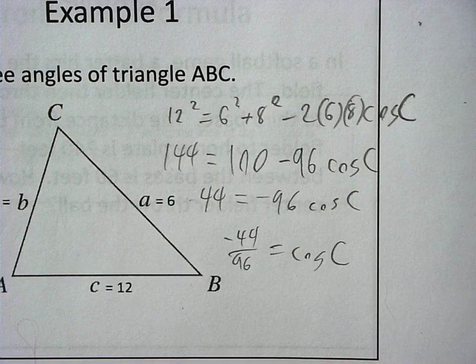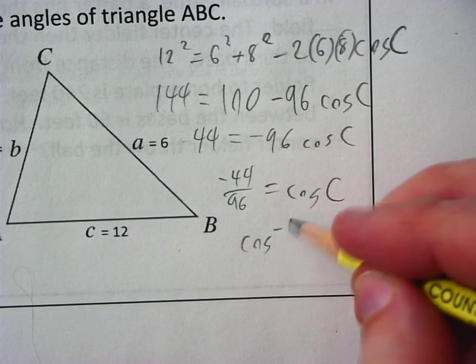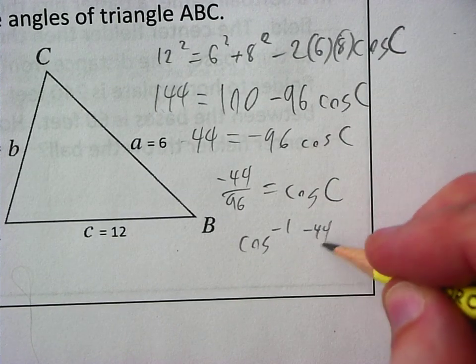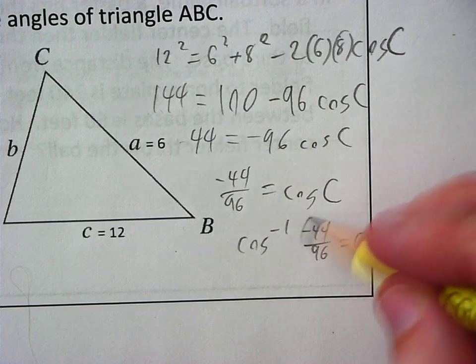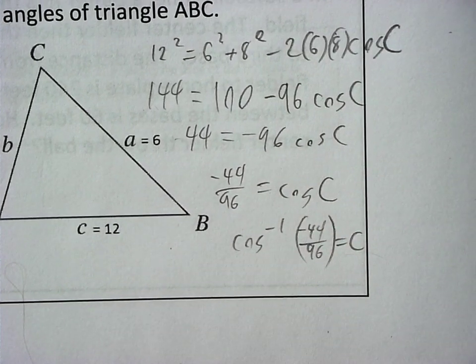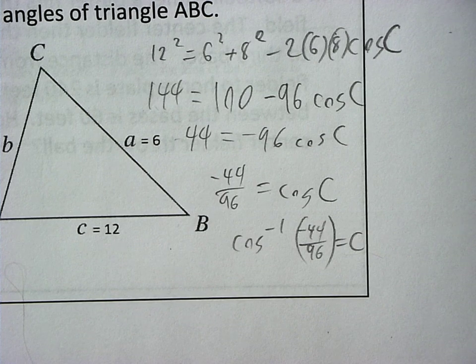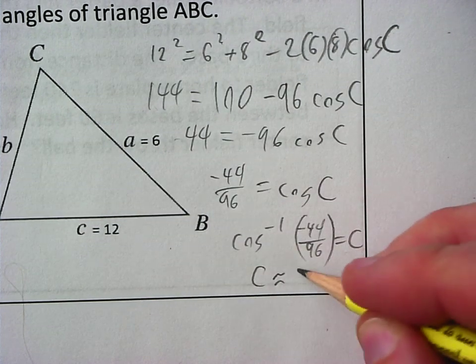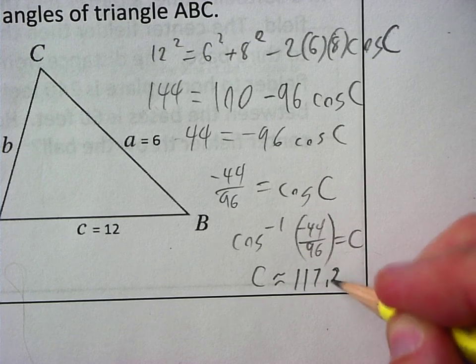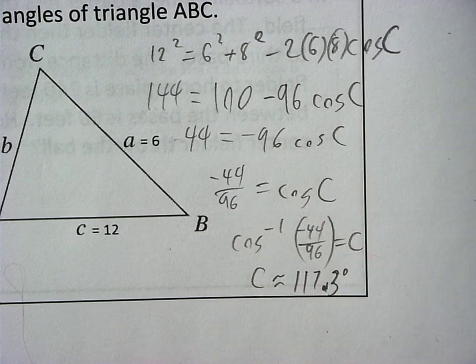Because then what would I do? Inverse cosine. So punch in inverse cosine. What do you get? Anybody else get that as well? Let's just call it 117.3 degrees.